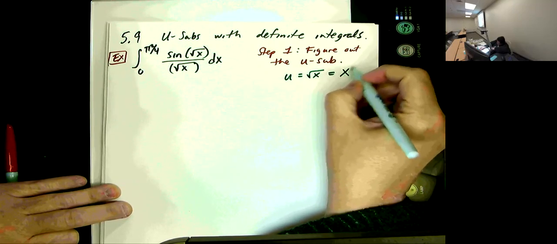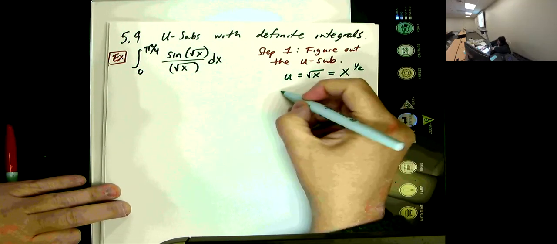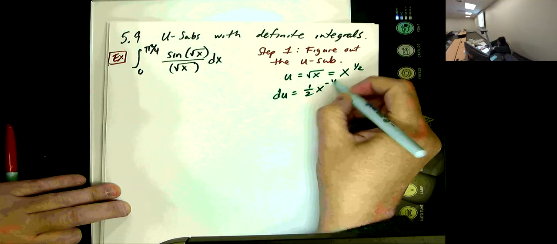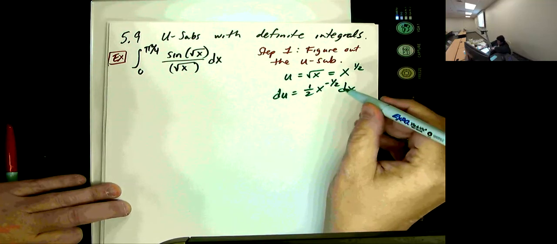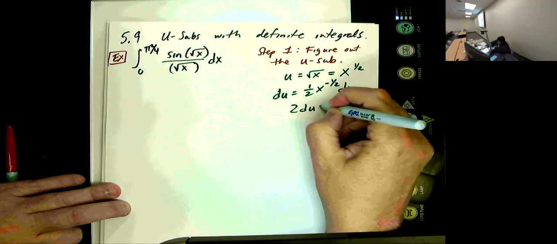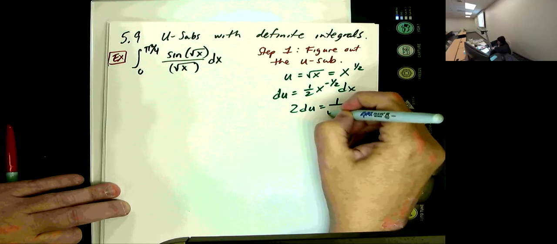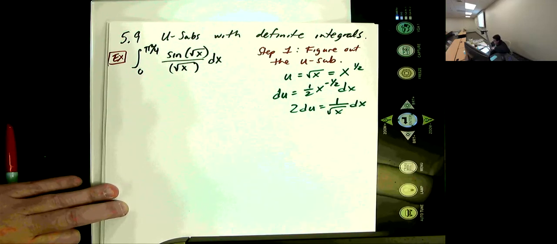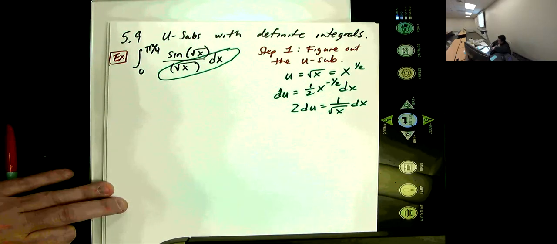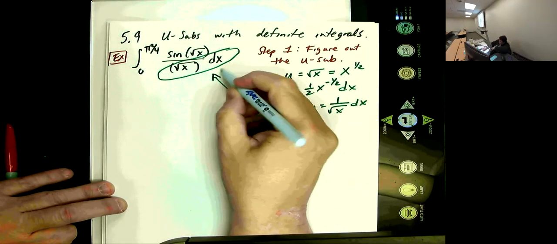I'll write that as x to the 1/2 because it's a little easier to take the derivative. So du equals 1/2 x to the negative 1/2 dx. If I multiply by 2, I could write this as 2 du equals 1 over square root of x dx. I like that. I have that right here. That looks like a good choice, Matthew. I have 1 over square root of x and a dx, so this is the equivalent of 2 du.